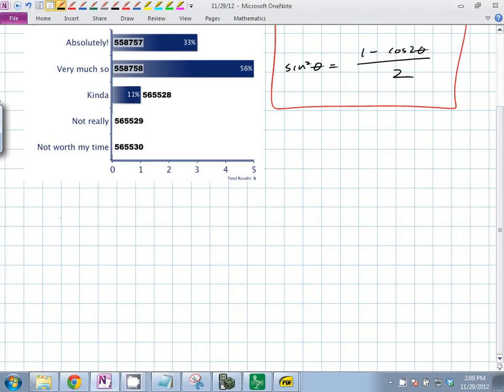Okay, hold on. All right. Sine squared theta plus. We agree with that. That's okay. And then what should I do? Someone tell me what I should do next.